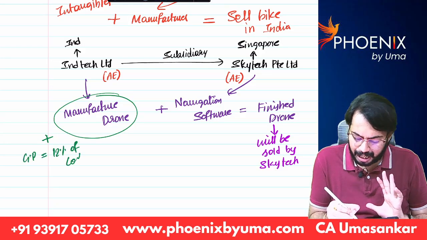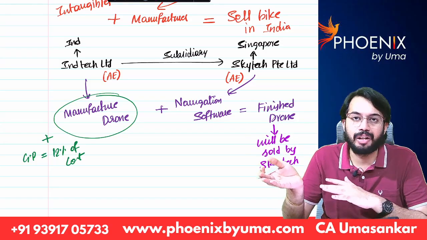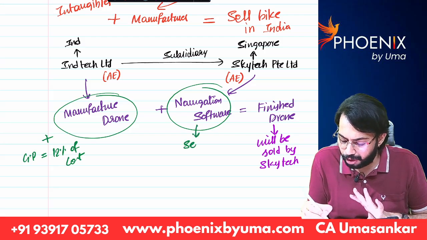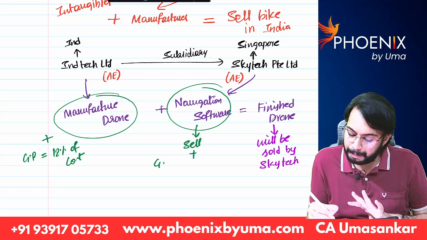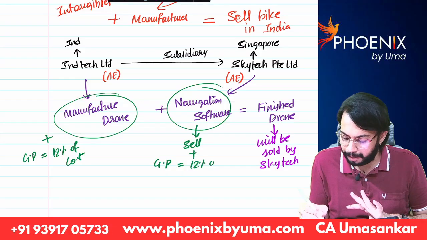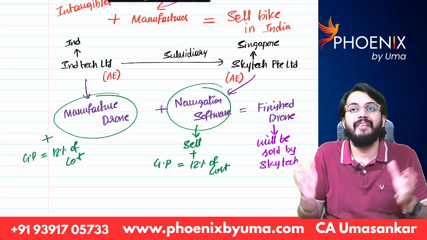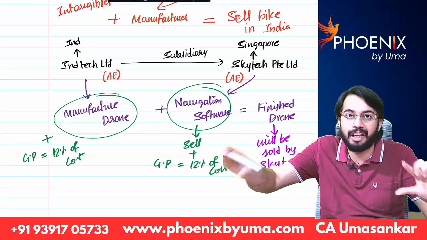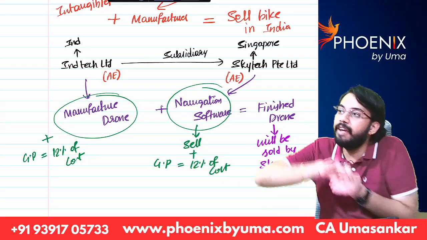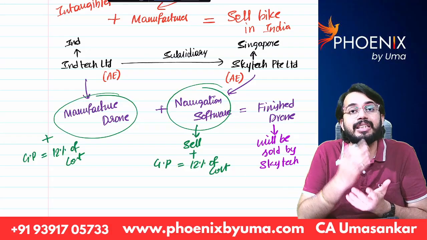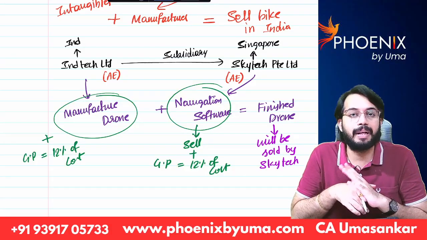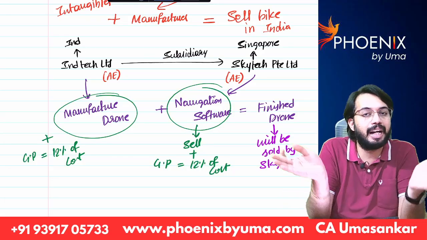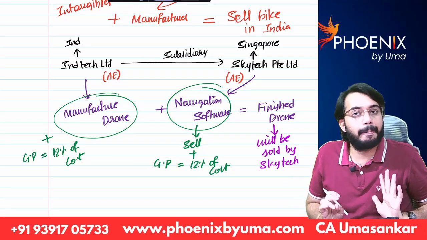Similarly, Skytech Pte Limited will not manufacture a drone. It will sell only navigation software. On that sale, how much is the GP margin? GP margin is equal to 12% of cost. That means without assembling, without combining, if hardware is sold independently and software is sold independently, how much is the GP margin? GP margin is 12% on cost. At the individual level, if each one is sold independently, the independent GP margin is 12% of cost.